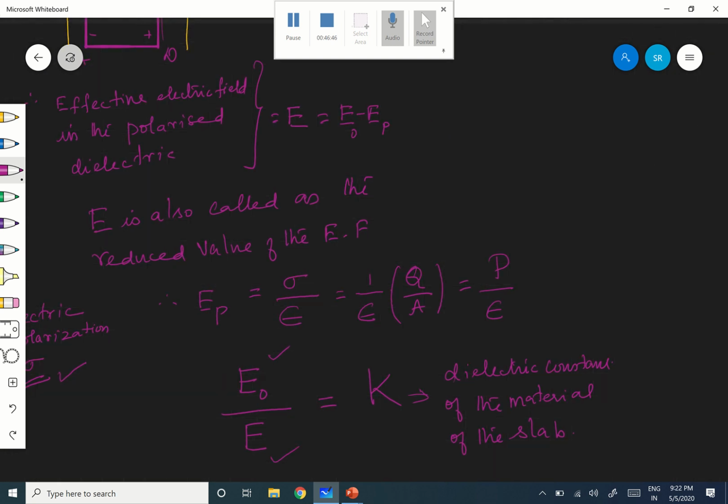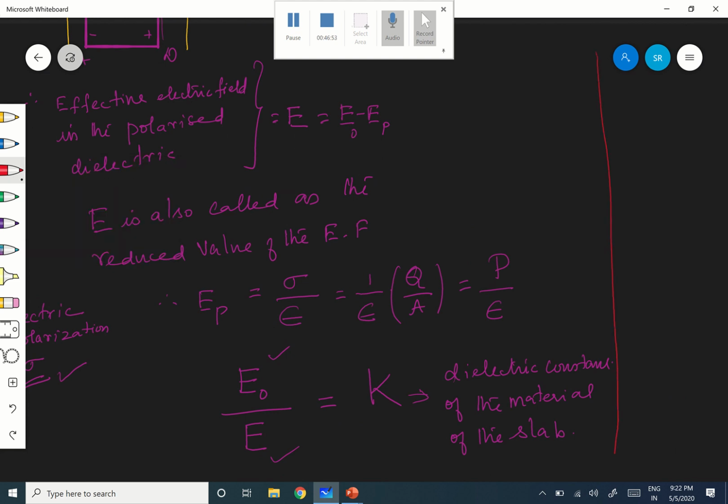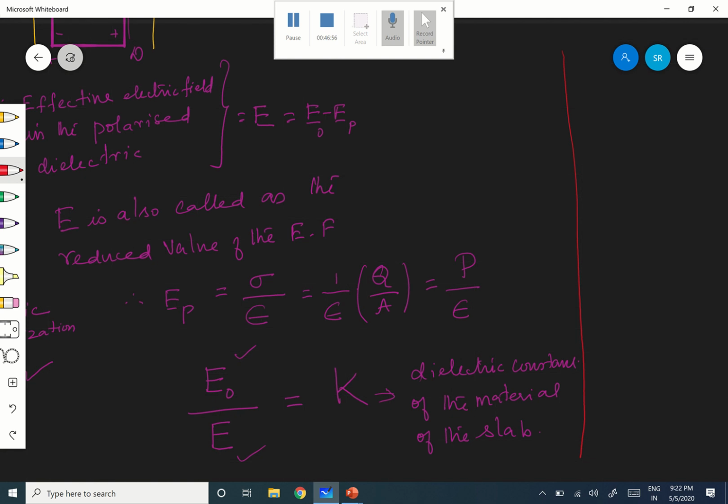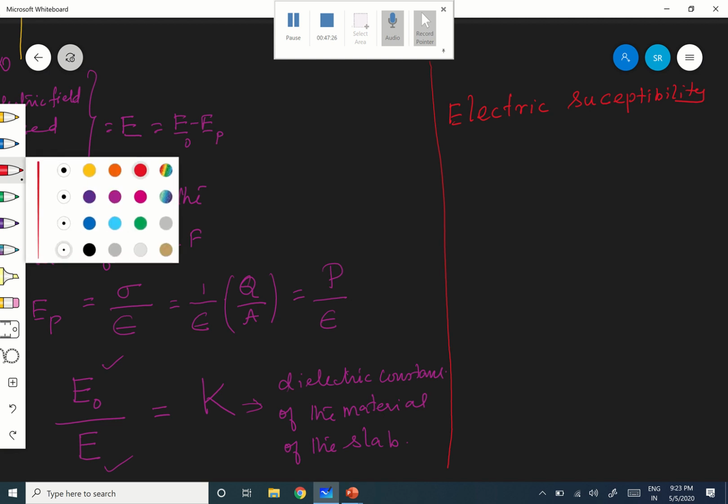Now with this, let us go to the next. E naught by E is equal to K, fine. Now I am going to introduce one more term, called electric susceptibility. What is electric susceptibility? It is seen that the electric polarization, or dipole moment density, P, is what we are looking at.